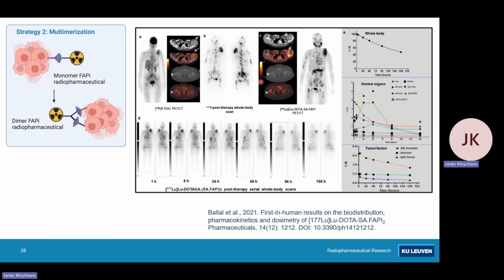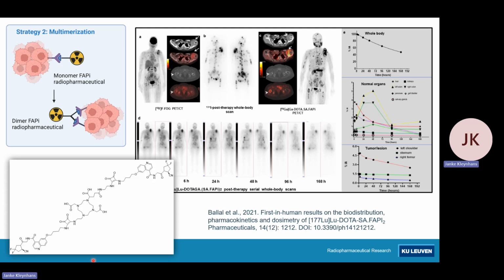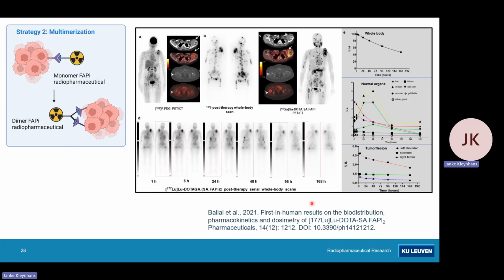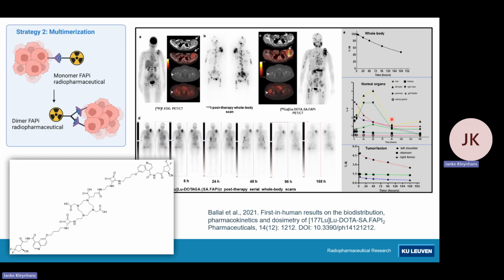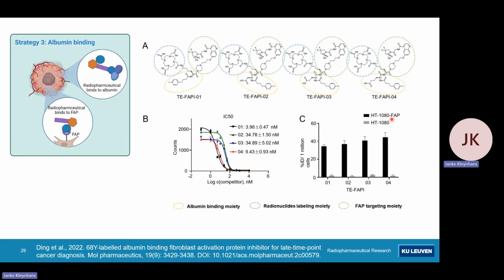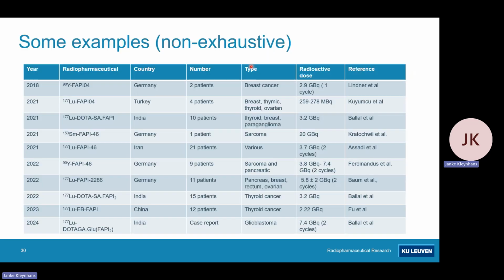Then the multimerization strategy, where you have your chelator, and then one FAPi molecule and another FAPi molecule, is also very strongly investigated and also evaluated over a long time. And definitely this also results in higher tumor retention. So this is also a valid strategy to pursue. And then you also have these guys looking at albumin binding fragments, where you have your chelator, your FAPi, and then a molecule that binds to albumin in the blood and increases blood retention and hopefully tumor accumulation.